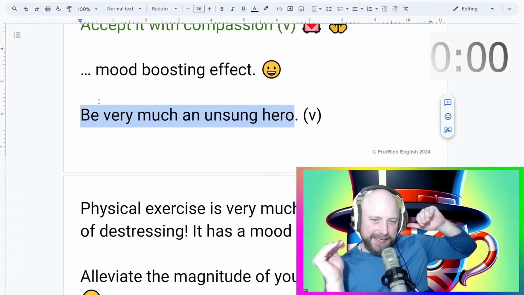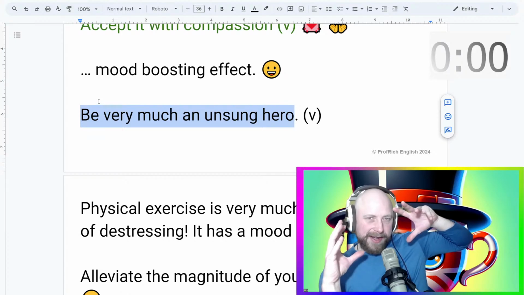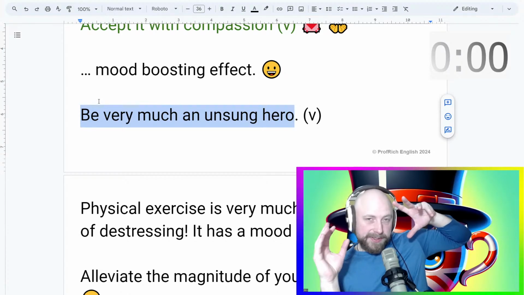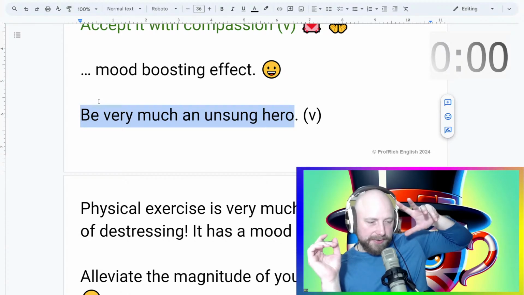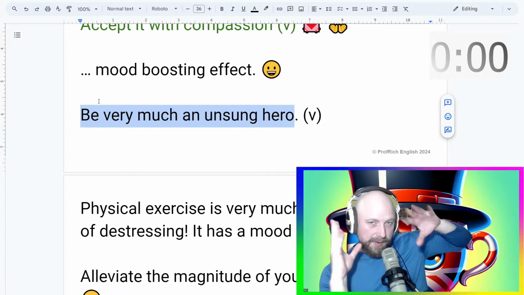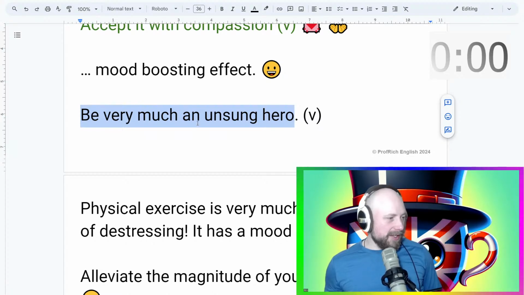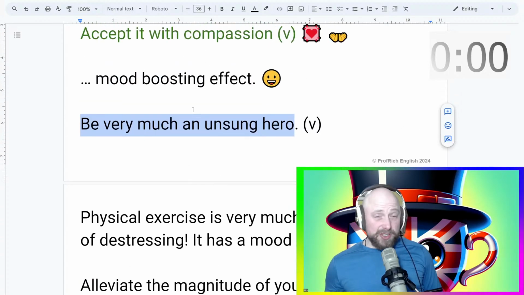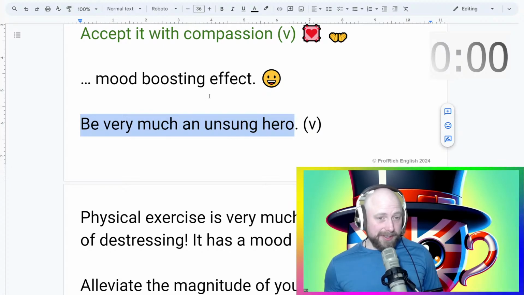Basically, I'm saying these kind of very complicated idioms are quite fixed. You can't move them around too much. So it's very much an unsung hero, or even just an unsung hero. You know, physical exercise is, in my opinion, an unsung hero.